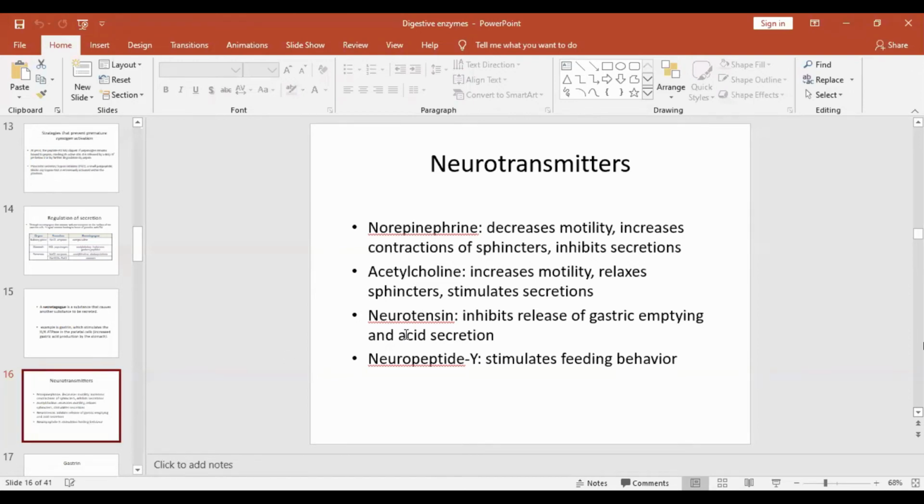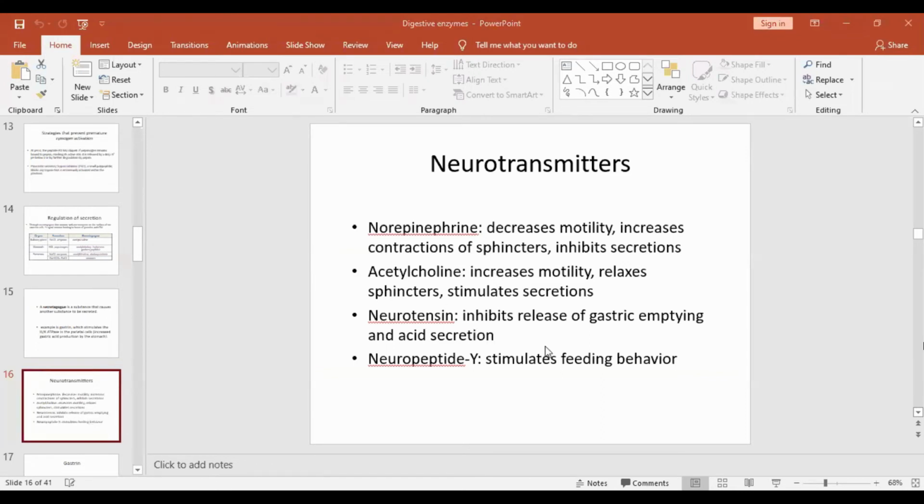Norepinephrine, acetylcholine, neurotensin and neuropeptides are all neurotransmitters. Norepinephrine decreases motility, increases the contraction of the sphincters, and inhibits secretions. Acetylcholine increases motility, relaxes sphincters, and stimulates secretions.